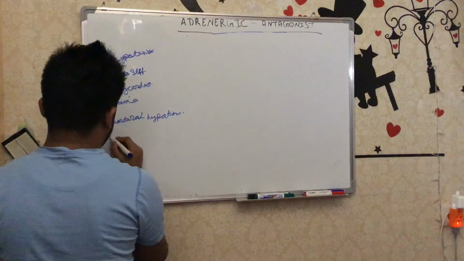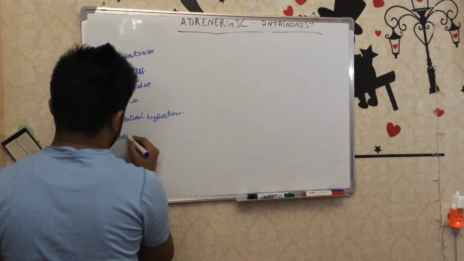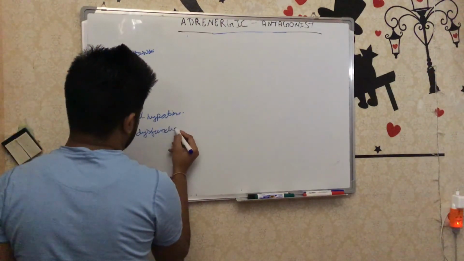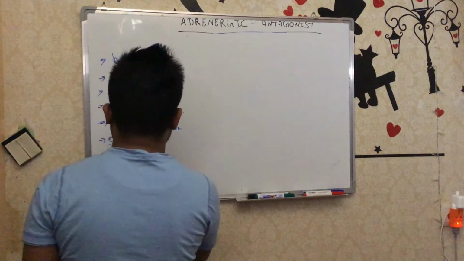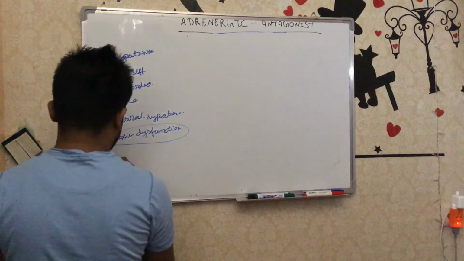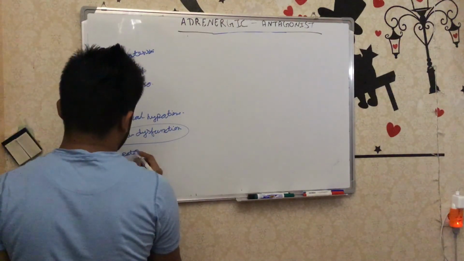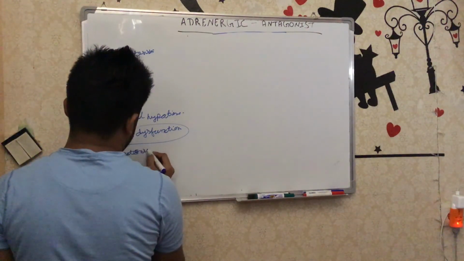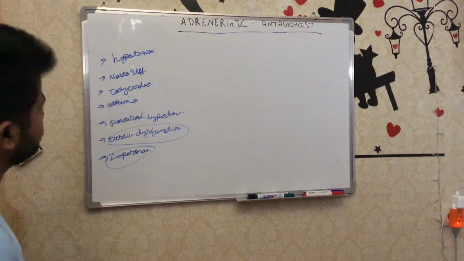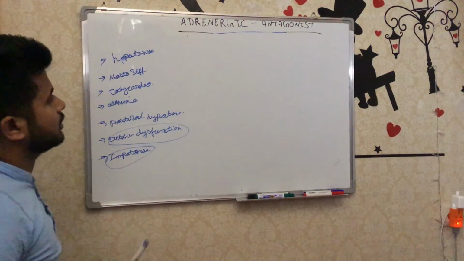Erectile dysfunction, due to the blockage of the vas deferens. And with prolonged use, it can lead to sexual dysfunction or impotence. Impotence means decreased sexual function, the loss of libido. So these are the main side effects and main indications of the alpha blocker.